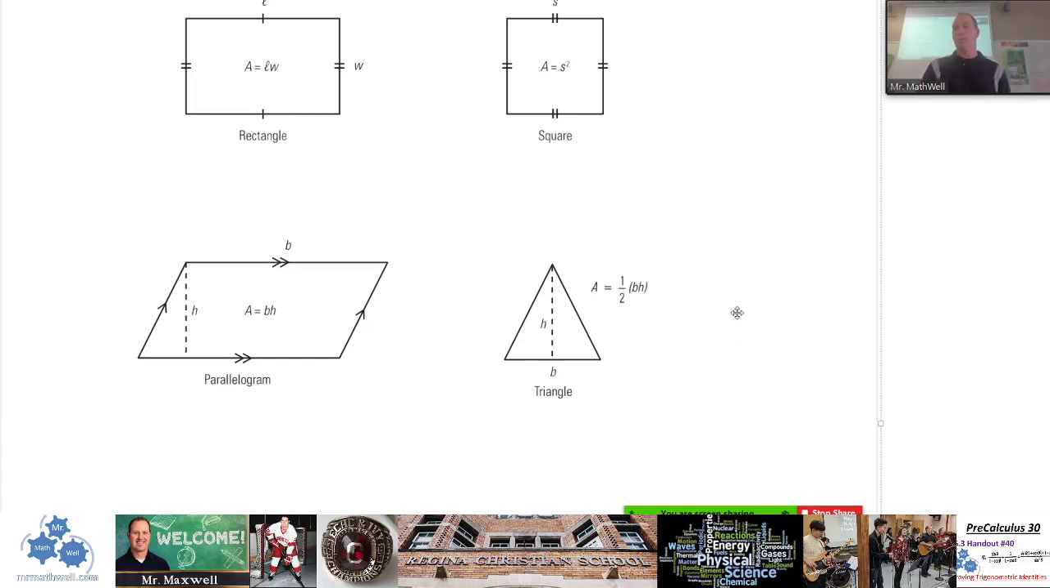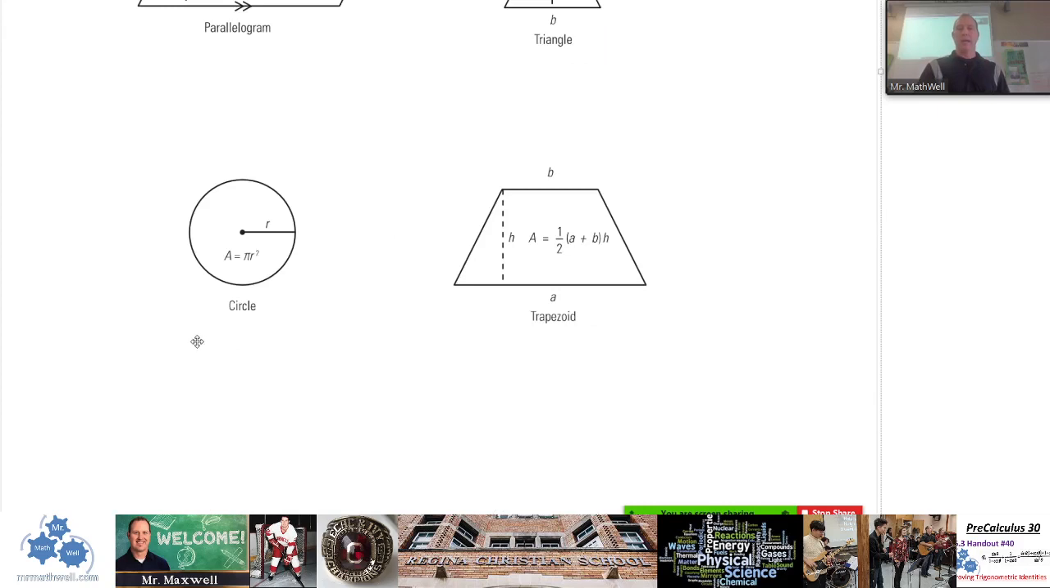Triangle formula: the area of a triangle is 1/2 the base right here times the overall height. Okay, from the base all the way up to the opposite point. That's the height. So area is 1/2 base times height. Again, you've learned these years ago, so hopefully in working in this chapter, you know all this real well. Circle. So the area of a circle is pi times the radius squared. Area is pi r squared.